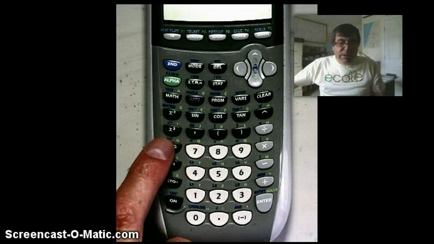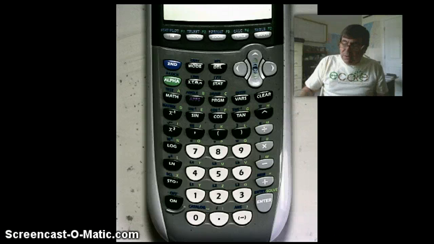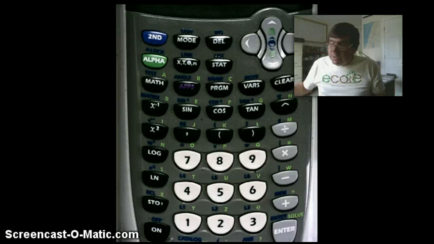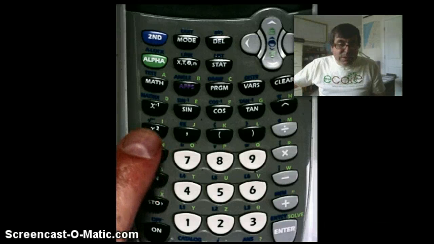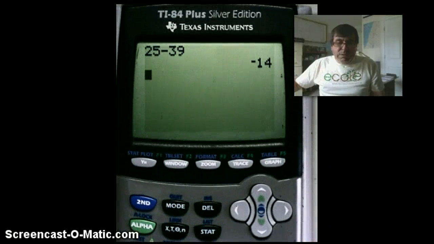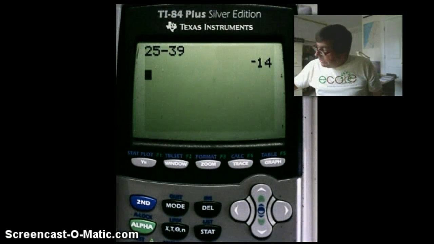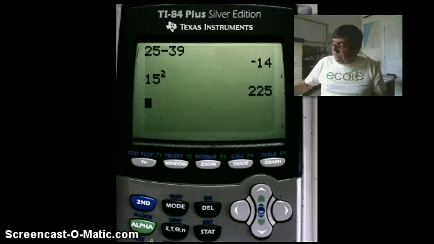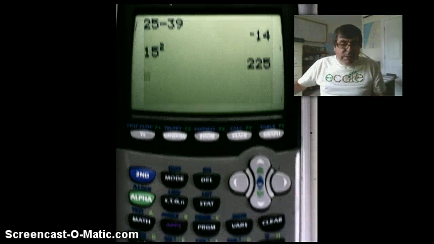Now this key right here, the x squared key, a very, very important and very frequently used key. So again, I'm right here, the x squared key. You're going to use that a lot. An example, watch if you would. I'm going to do 15 squared. Okay. All right. So isn't that pretty? That's a thing of beauty right there.